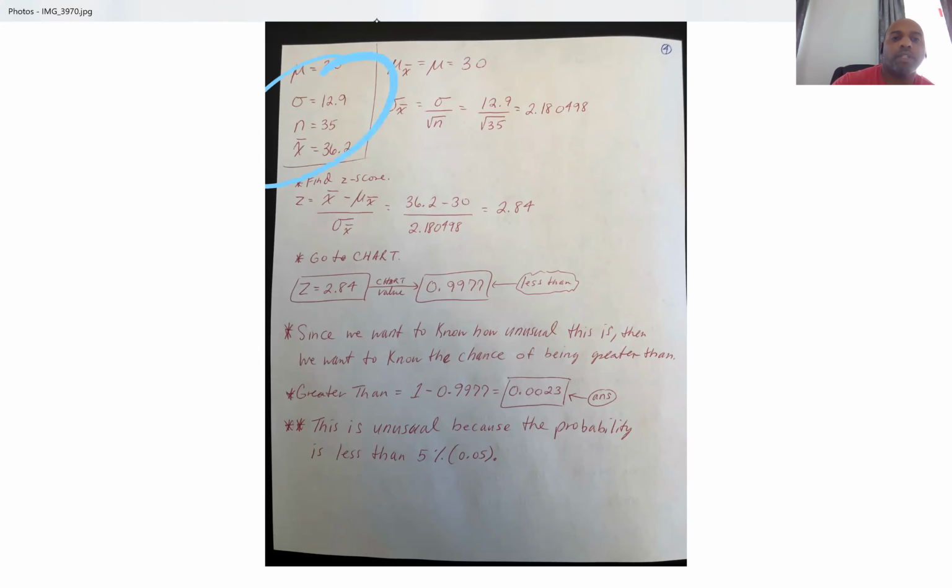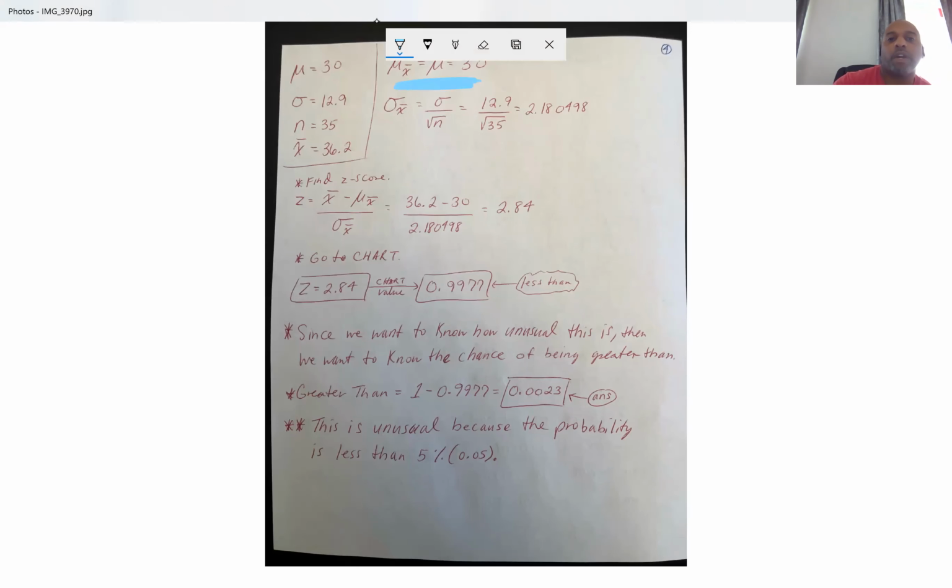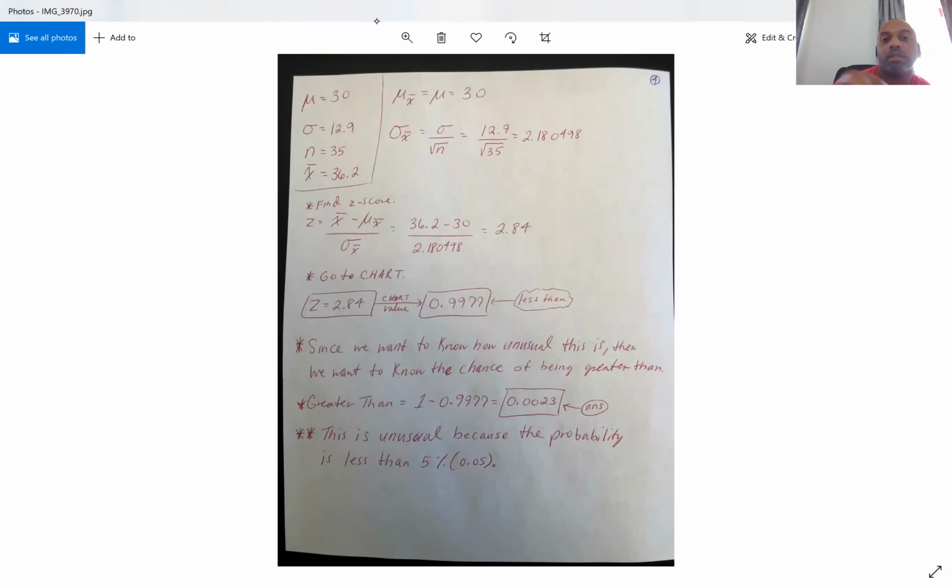So here's the given information right here, and you know how I do it, I put it in a little box. Our mean was 30, standard deviation was 12.9, sample size is 35, and the data value in question, what were we asking again? The mean weight during pregnancy was 36.2, so our data value in question is 36.2. Just like before, our mean is going to be the population mean, so we're using that 30. So no calculation there.